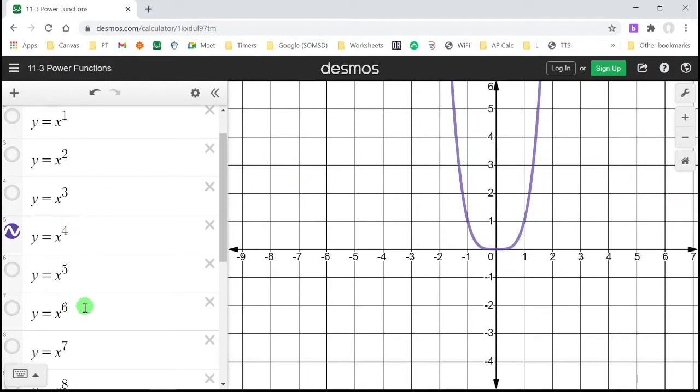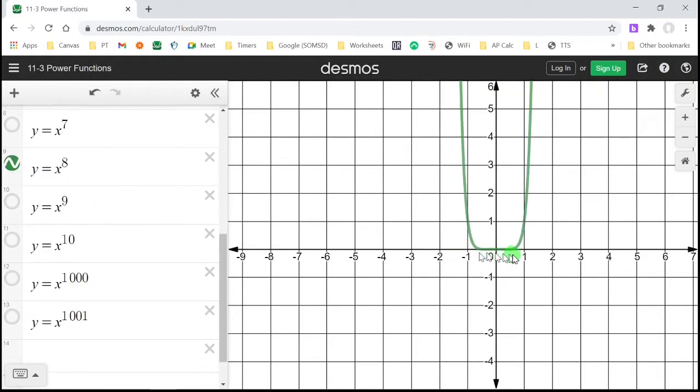Now let's go to x to the 6th. Y equals x to the 6th. More flat down here, more steep on the sides, compared to y equals x to the 4th. You can see it goes up faster, so it's a little more narrow, and it's a little bit flatter at the bottom here. How about y equals x to the 8th? Even more flat on the bottom, even more steep on the sides. How about y equals x to the 10th? More flat on the bottom, more steep on the sides.